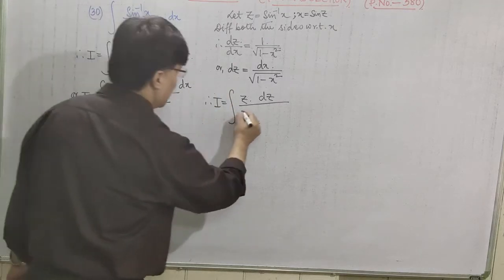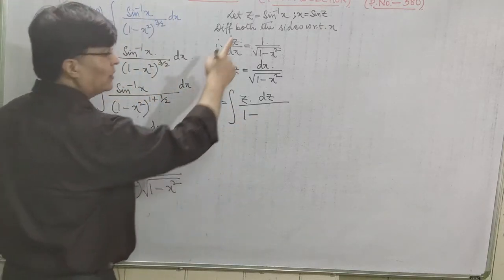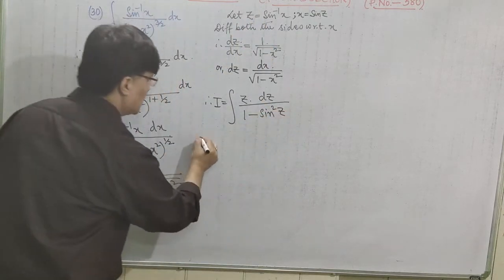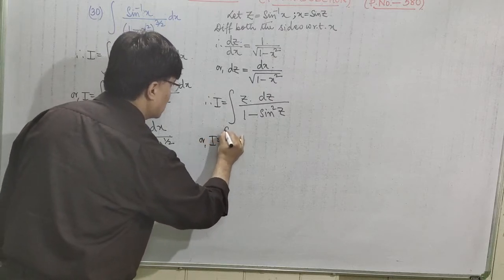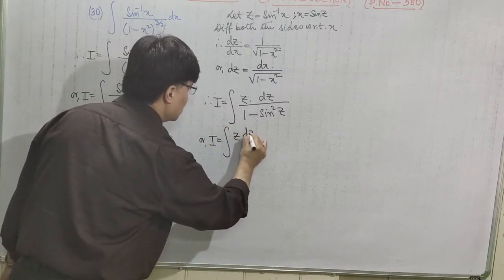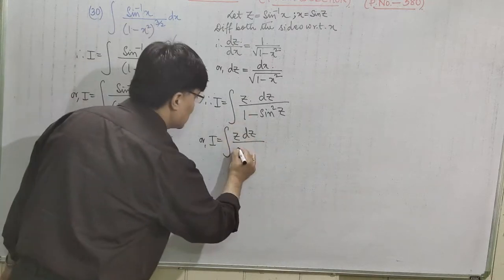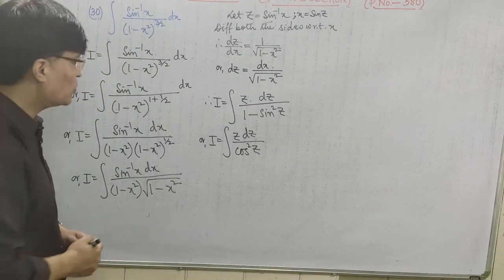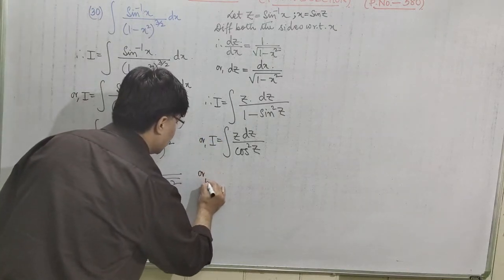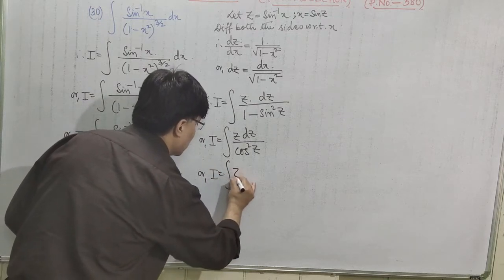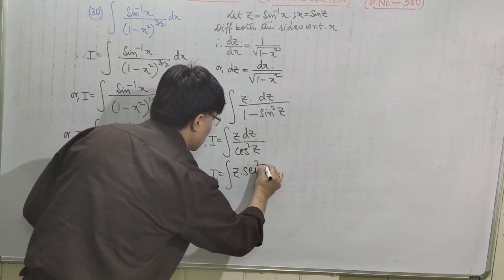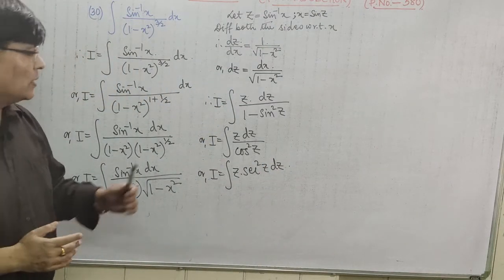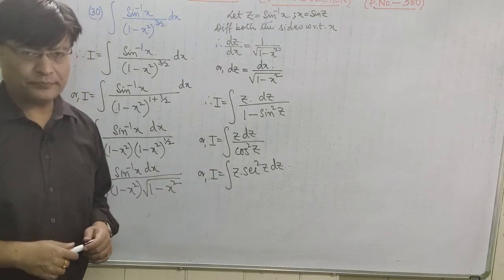And what about 1 minus x square? It is 1 minus, what is x square here? X square is sine square z. Right? So I is equal to integration of z dz divided by, what is 1 minus sine square z? It is cos square z. So what is 1 by cos square z? It is sec square z. Or I is equal to integration of z into sec square z dz. Now you can easily integrate it.